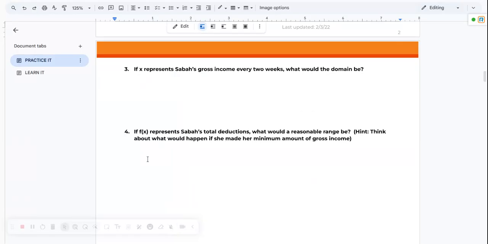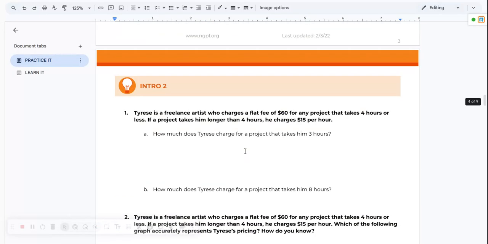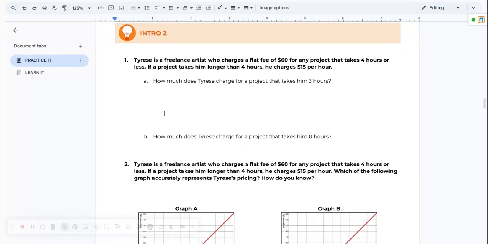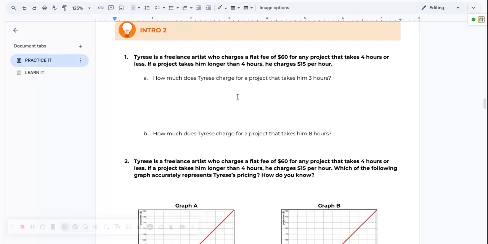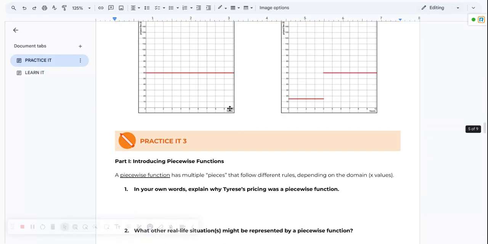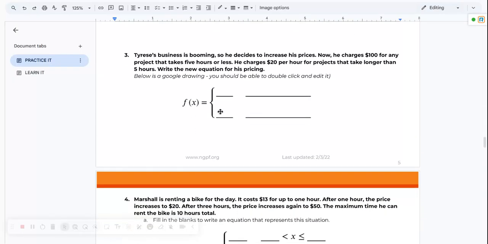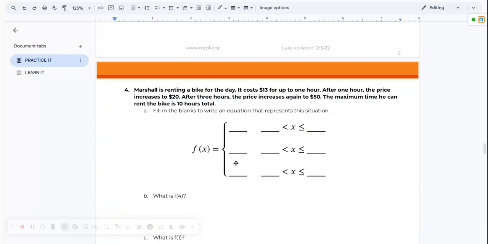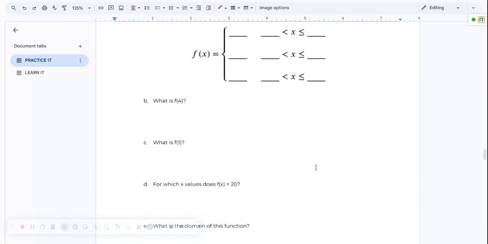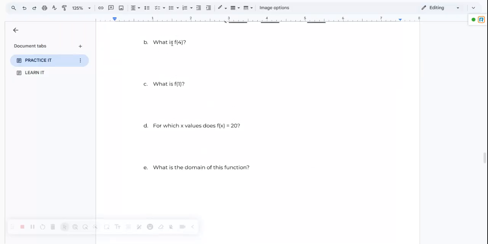You'll answer these two questions, highlight your answers, and over here, you're going to continue discussing Teresa's art fees. Look at the graphs and decide which one makes sense, and this is a continuation with that and piecewise functions. Here we have another situation with a piecewise function. This time there are 3 different rules. And then what is f of 4? When you input 4, what is the output?